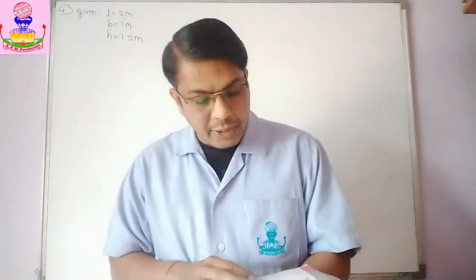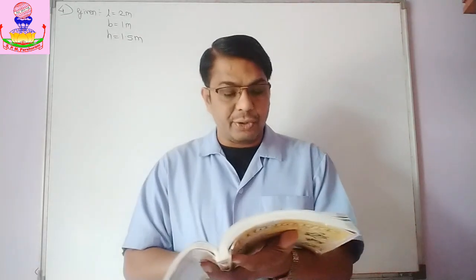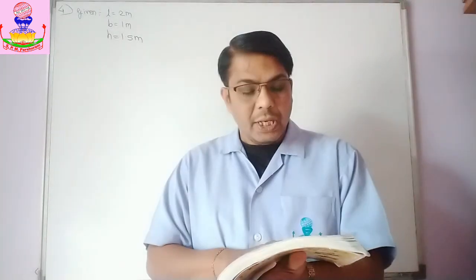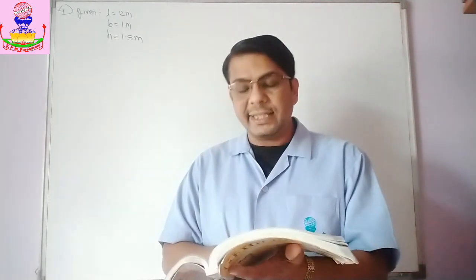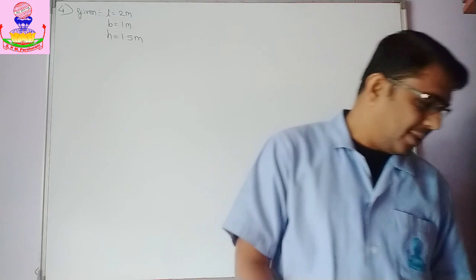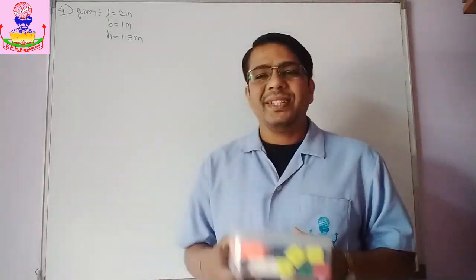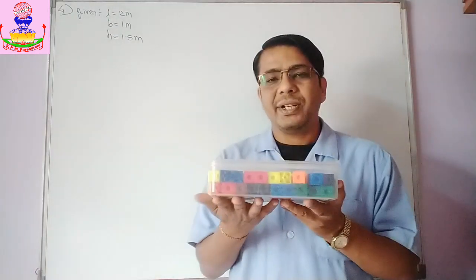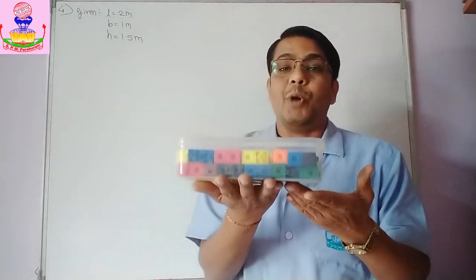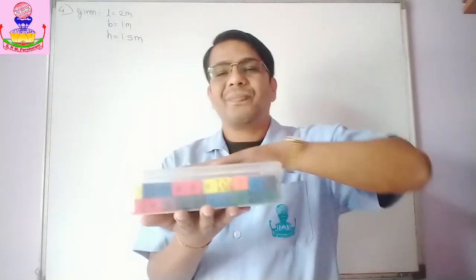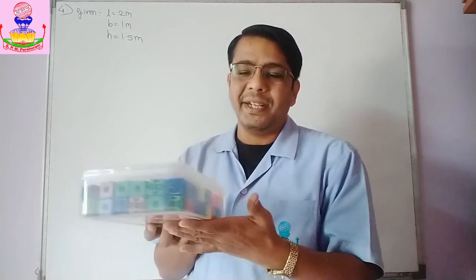So see, fourth example. Ruksar painted the outside of the cabinet of measure 1 meter into 2 meter into 1.5 meters. How much surface area did she cover if she painted all except the bottom of the cabinet? Now the figure is given in your textbook. Just I am taking this as an example for the cabinet. Now what she did, she wanted to paint all the area except the bottom. So see here, this is not painted.